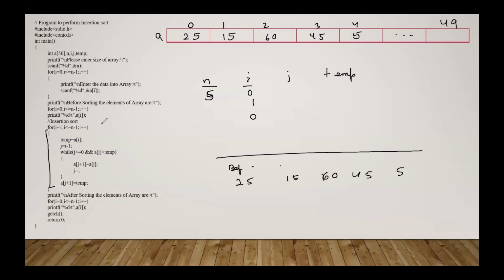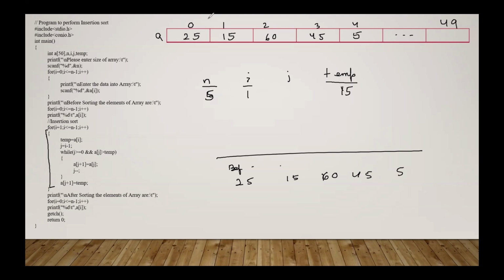So here what happened? In this case, we have to start i = 1. So what is the i value right now? The i value right now is initialized with the value of 1. i is less than or equal to n - 1. What is n? 5. 5 minus 1, 4. Yes, it is true. Then what happened? temp stores a[i]. What is a[i]? That is 15.